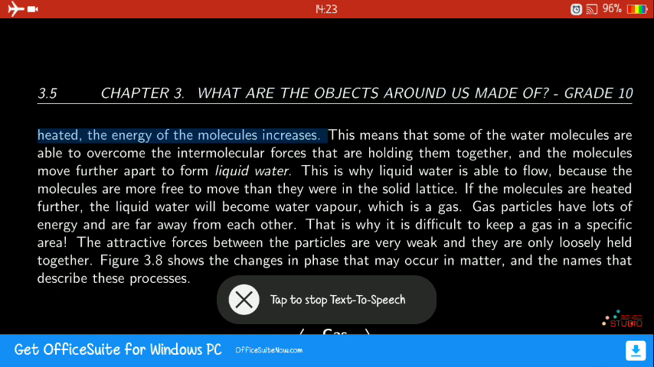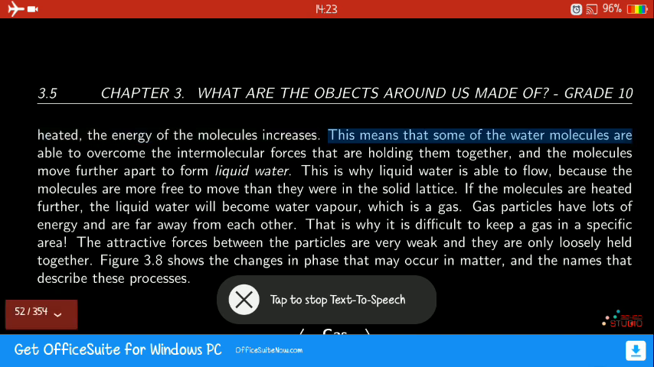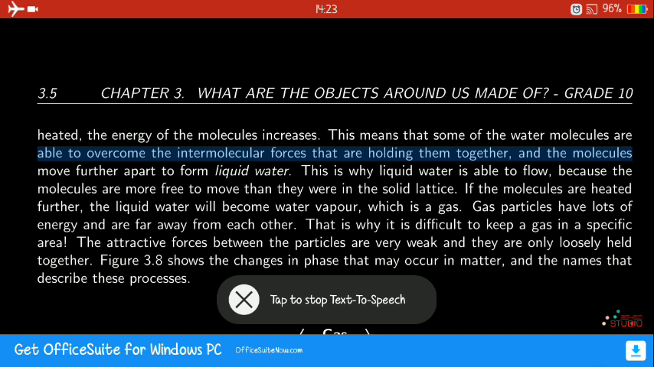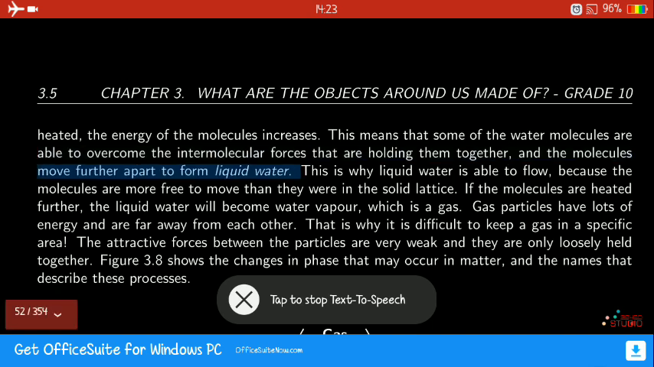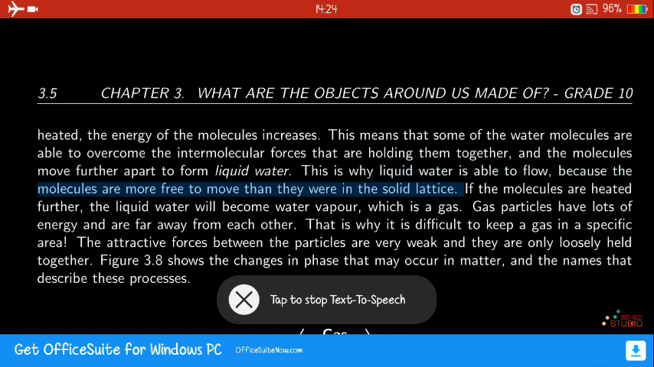heated, the energy of the molecules increases. This means that some of the water molecules are able to overcome the intermolecular forces that are holding them together, and the molecules move further apart to form liquid water. This is why liquid water is able to flow, because the molecules are more free to move than they were in the solid lattice.